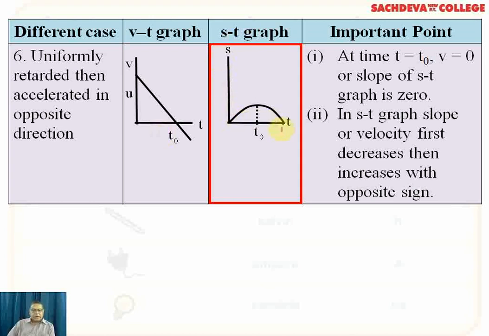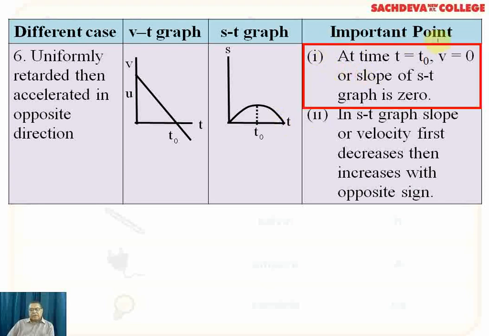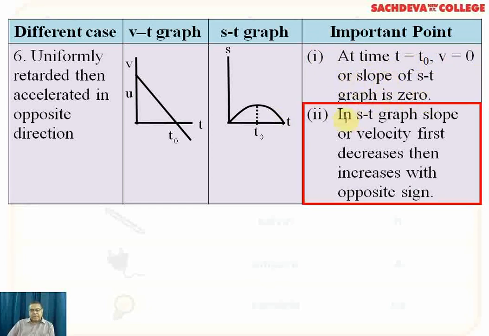So we have shown a dotted line here, that is up to the dotted line, we are finding the distance is increasing, and right after the dotted line, that is when T is increasing beyond T naught, then we are finding that the distance covered is decreasing. So these are the important points given here, that at time t is equal to t naught, v will be 0 or slope of ST graph is 0. And in the second case, in ST graph, slope or velocity first decreases and then increases with opposite sign.